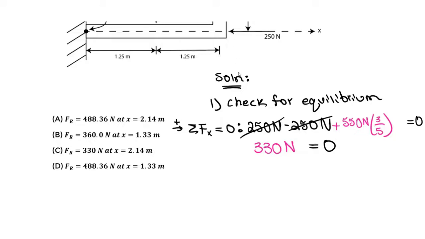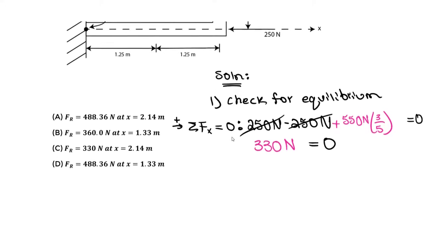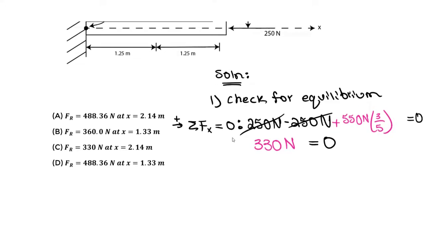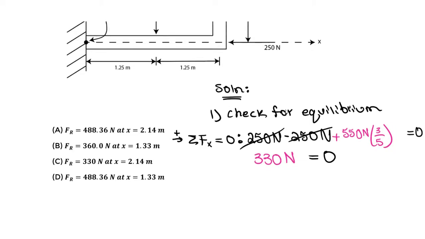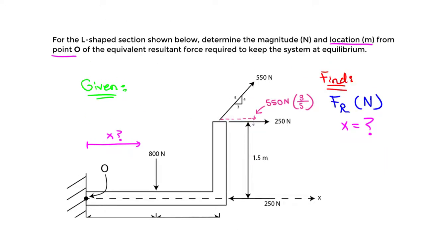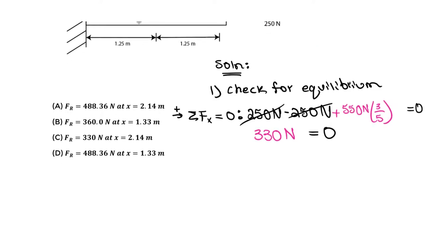Then we have to ask ourselves, how can we make this be at equilibrium? We have to add a force in the x counteracting this 330 newtons, which goes to the right. It's this component. So we have to put a force that goes in the opposite direction, but with equal magnitude of 330. It has to go to the left to cancel it out.